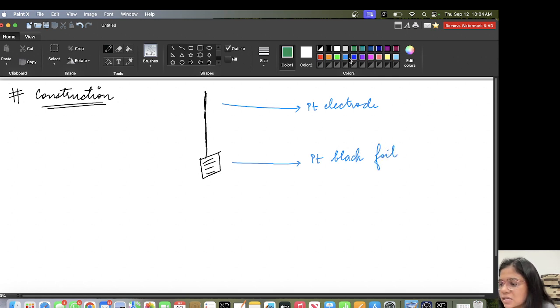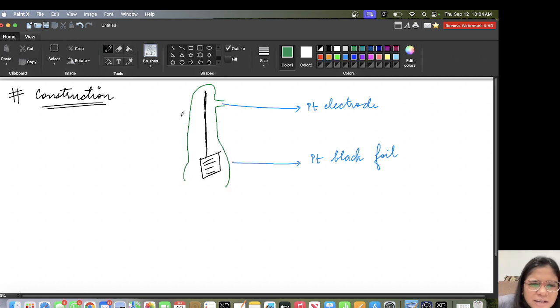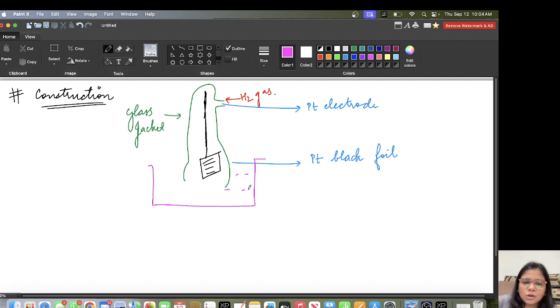Now this is basically covered by a glass chamber, a glass jacket, which has a hole in it. From this particular opening your hydrogen gas is going to enter. Now they are all dipped in a solution of HCl or H2SO4. Let's assume it's HCl, so it has H plus ions and Cl minus ions, right?